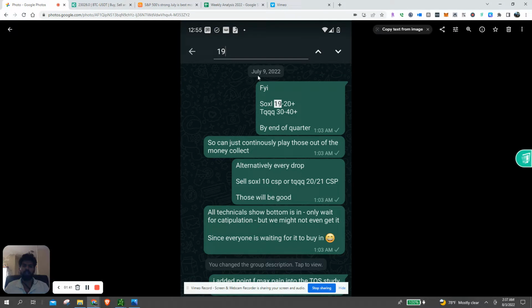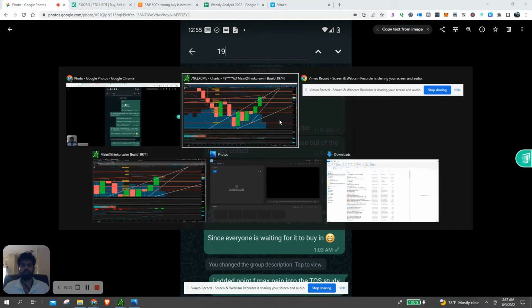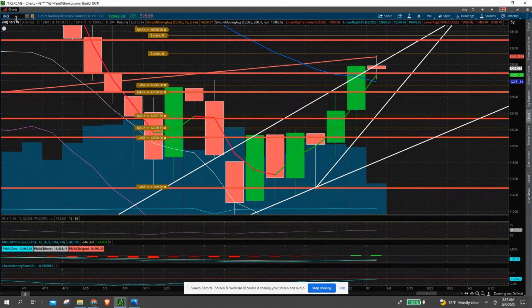So one of the trade alerts that was sent on July 9th was SOXL. The target was 19 to 20. TQQQ, the target was 30 to 40. The trade alert was sent on July 9th to be by the end of the quarter. However, it seems that we have already hit this, right? So we're just going to quickly come back here to confirm and validate.